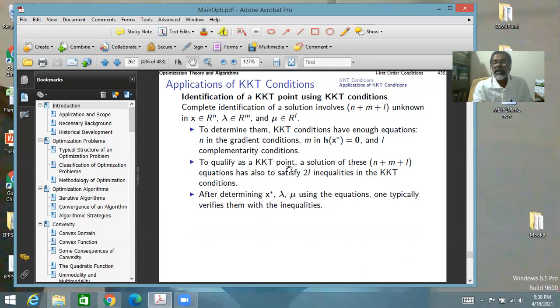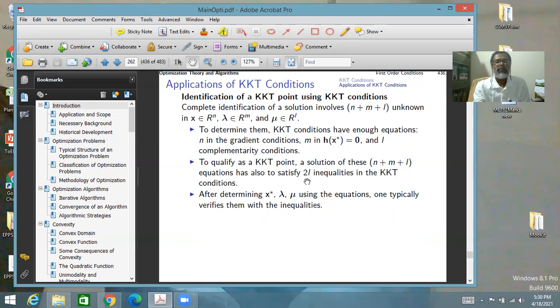Now, to qualify as a KKT point, a solution of these n plus m plus l equations also has to satisfy 2l inequalities. Which 2l? l inequalities which say G must be non-positive, and another l inequalities which say mu should be non-negative.